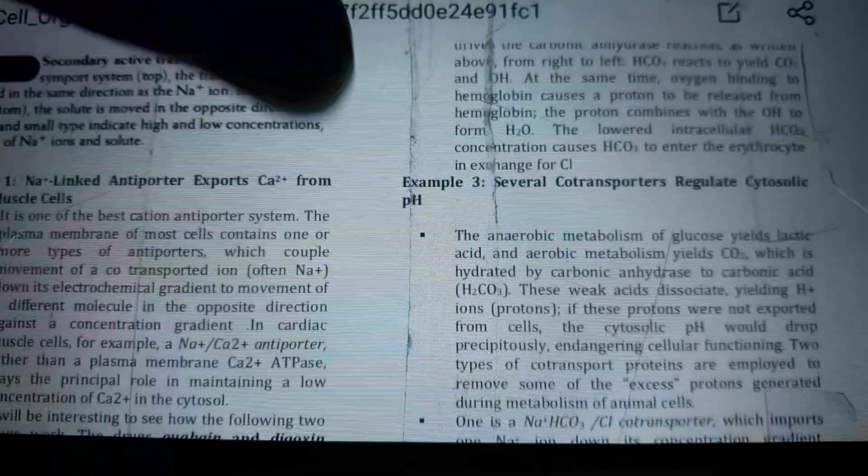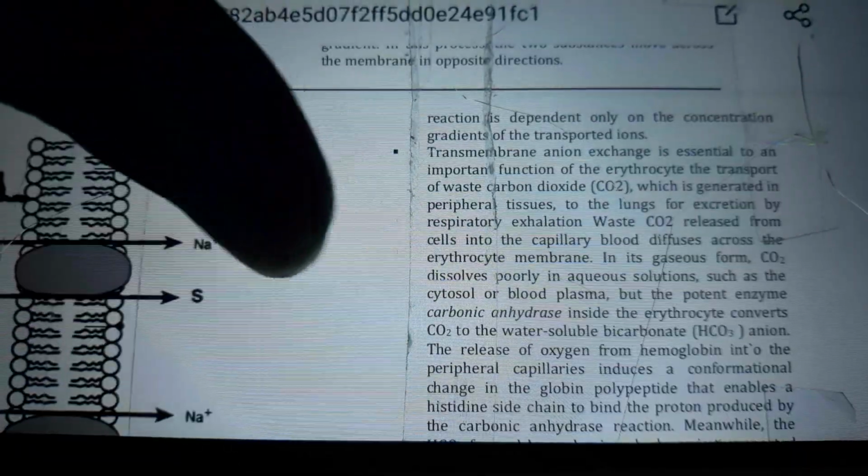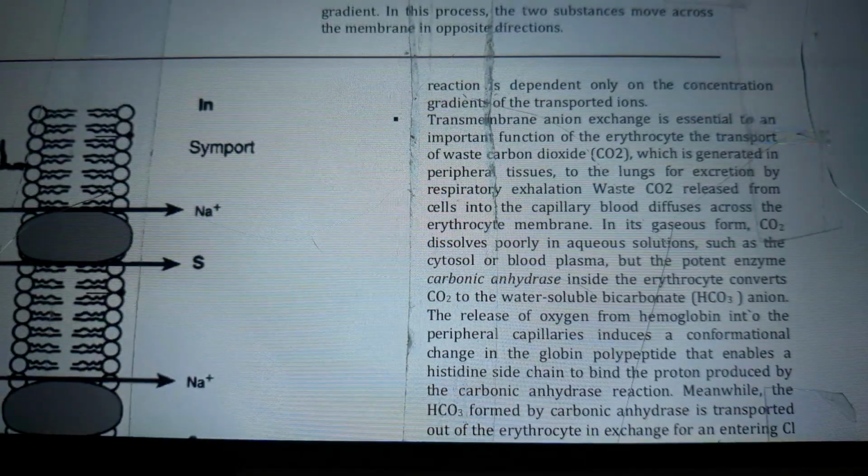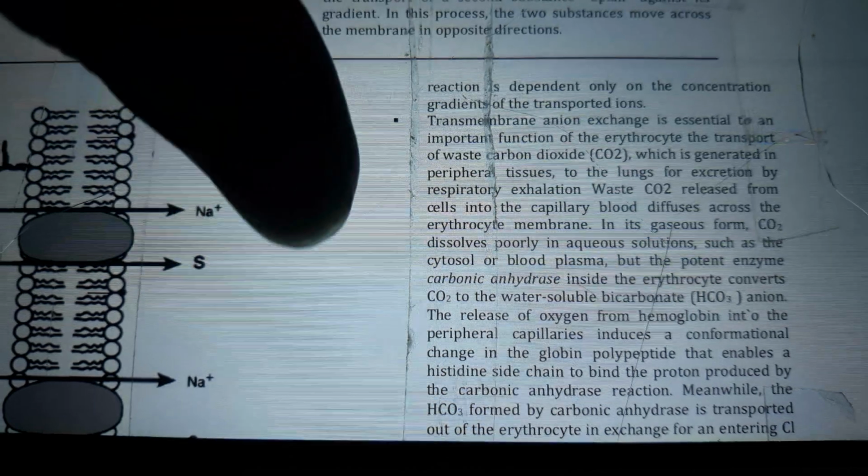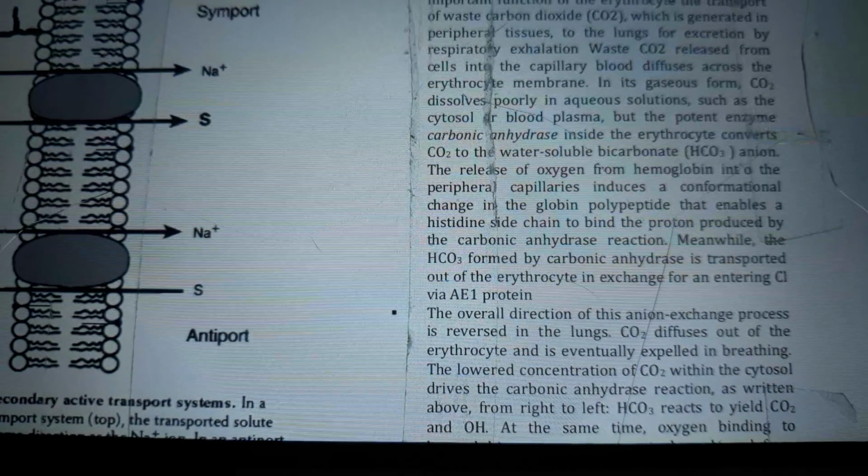Thus, the direction of the reaction is dependent only on the concentration gradients of the transported ions. Transmembrane anion exchange is essential to an important function of the erythrocyte: the transport of waste carbon dioxide, CO2, which is generated in peripheral tissues, to the lungs for excretion by respiratory exhalation.